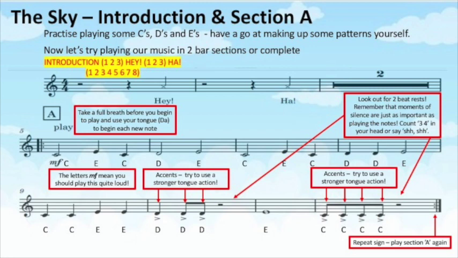This will go 1, 2, 3, hey, 1, 2, 3, ha, 1, 2, 3, 4, 1, 2, 3, 4. So the big figure 2 with the thick horizontal line at the end of the first line represents 8 beats or 2 bars.